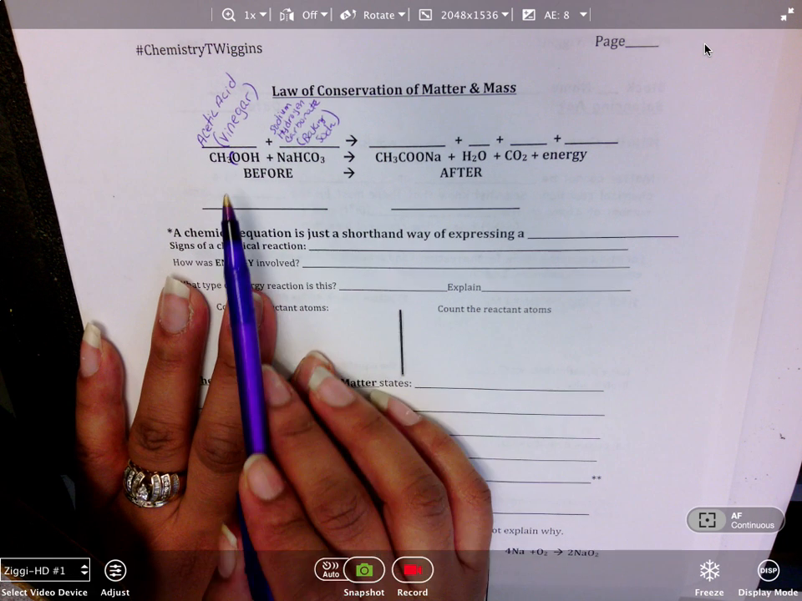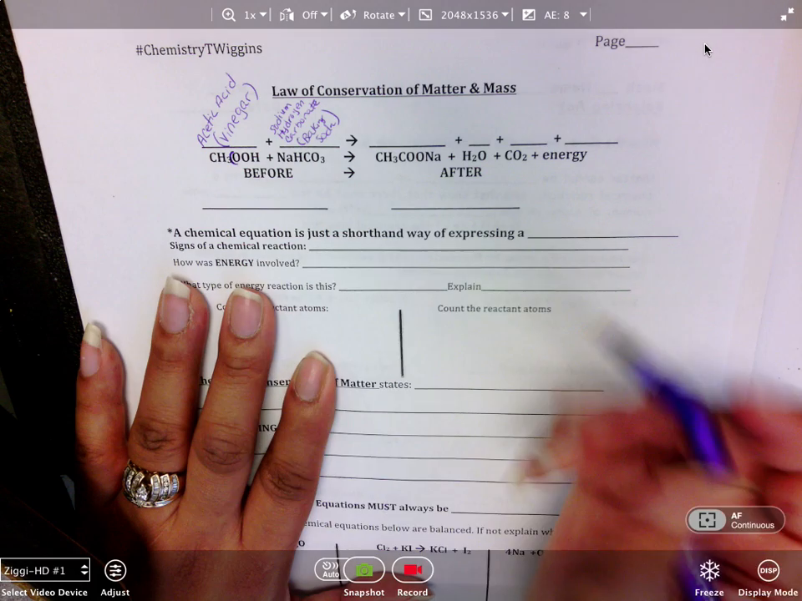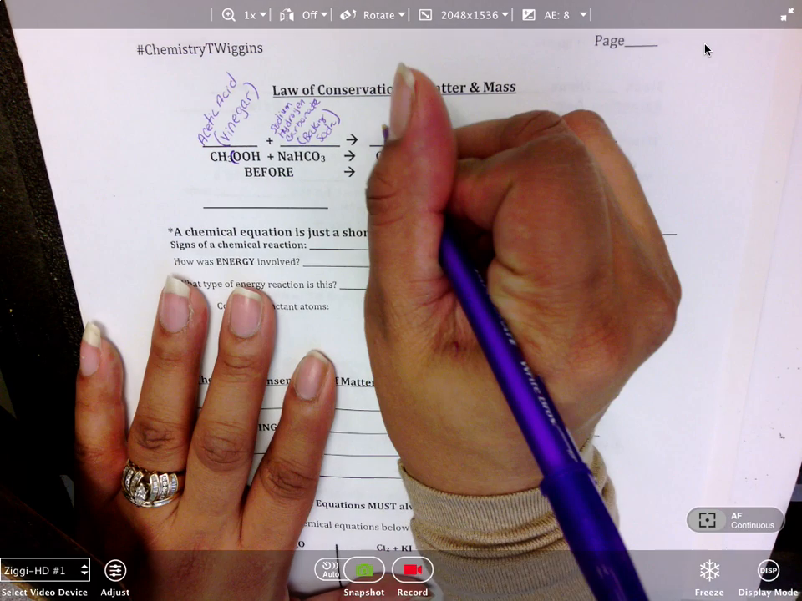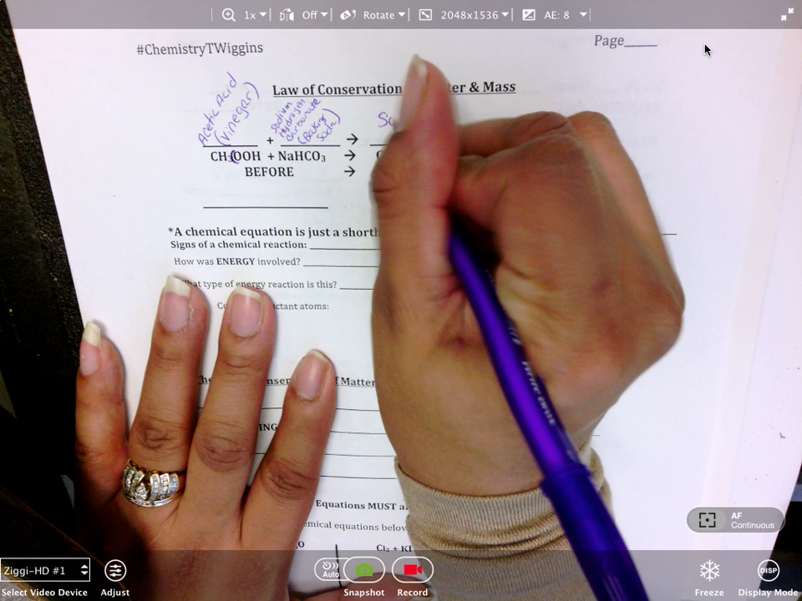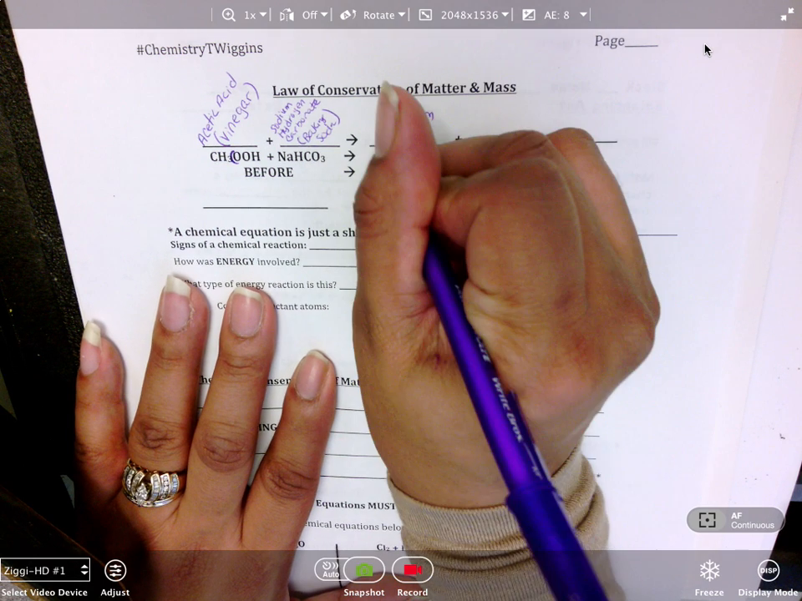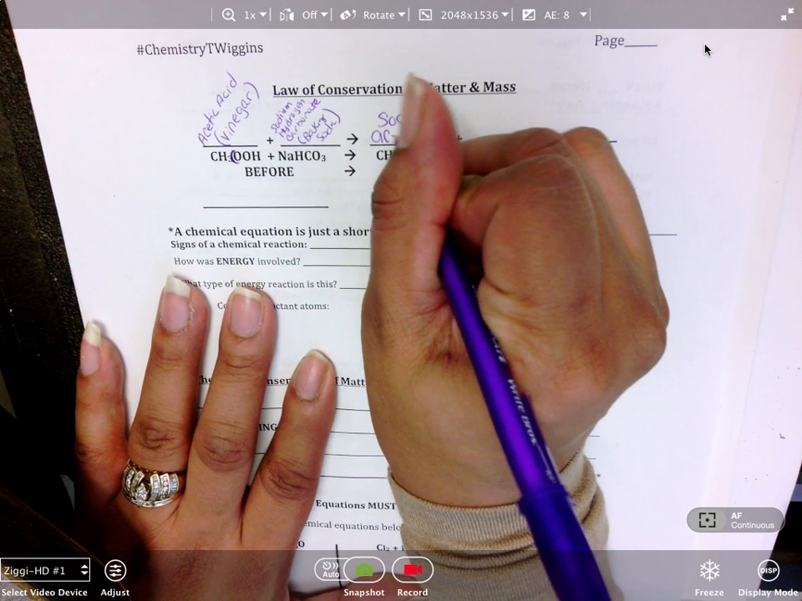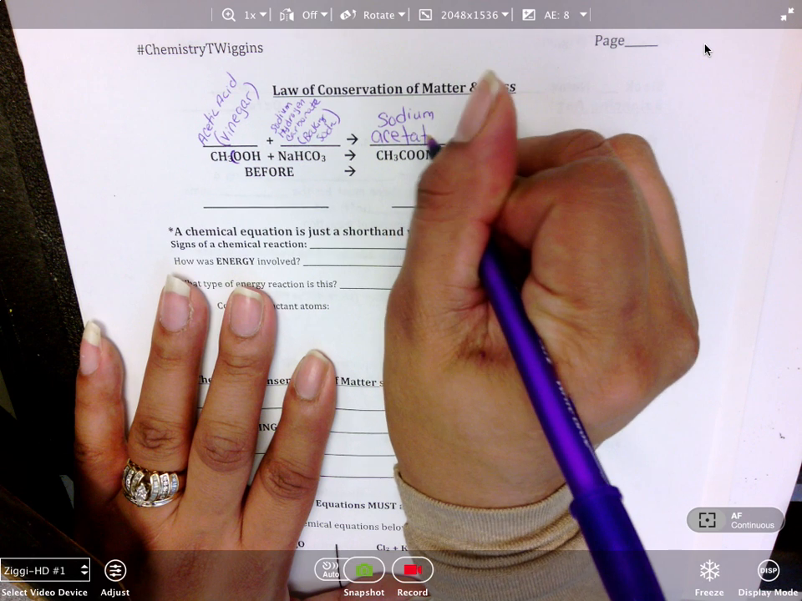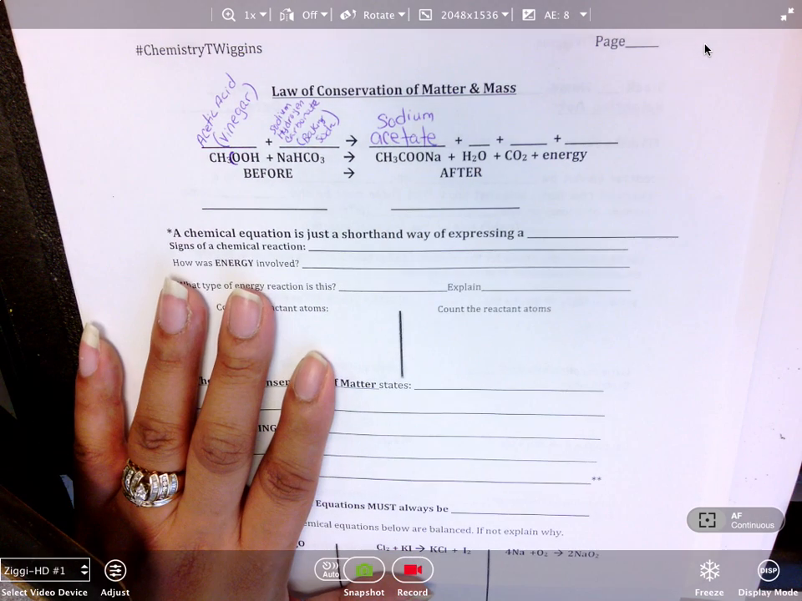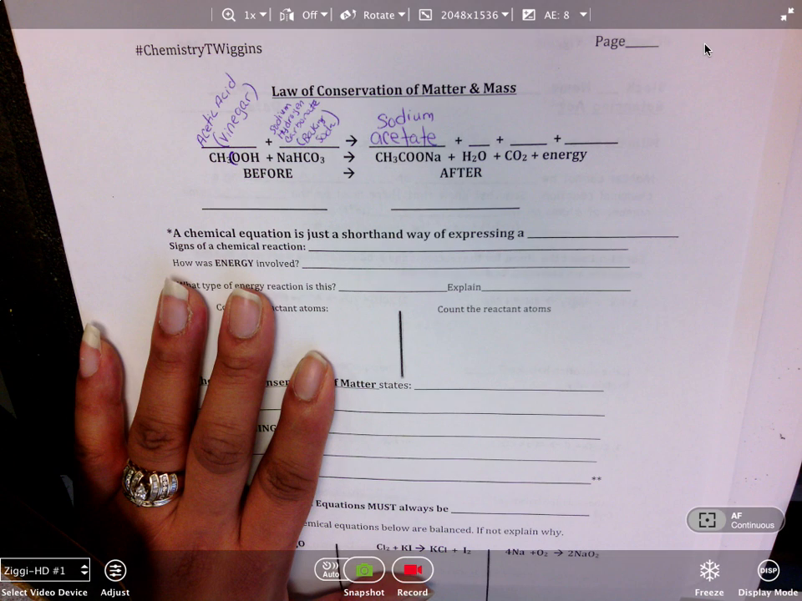So when you put vinegar and baking soda together, the substance that you're going to end up with is something called sodium acetate, which is A-C-E-T-A-T-E. Sodium acetate. That's what CH3COONa is.